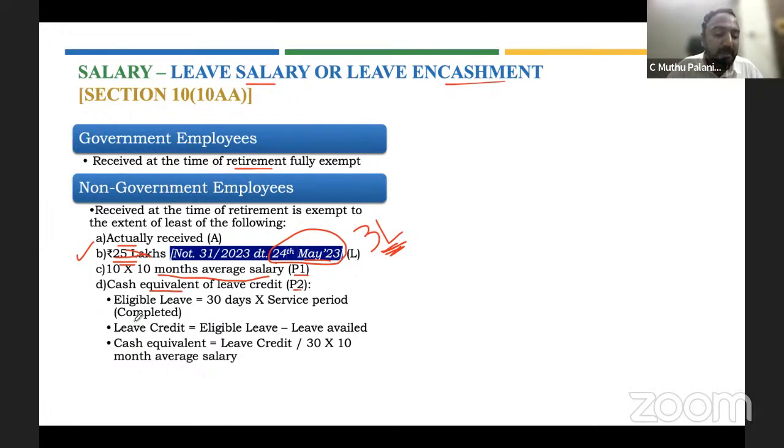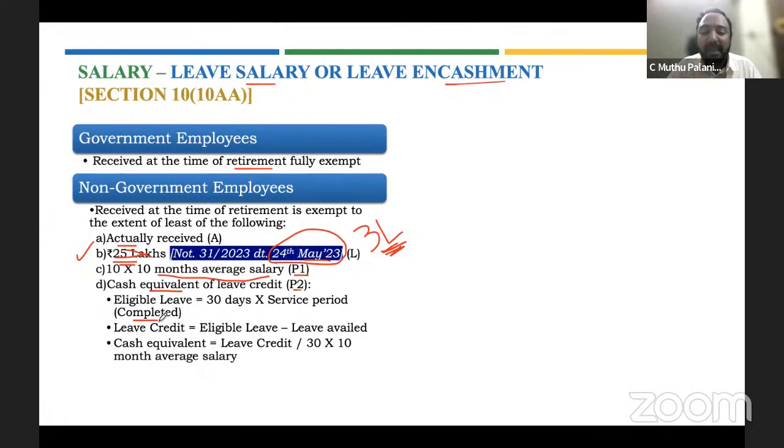So when you say service period, it means completed years. So it's not rounding off. What do you mean by service period? If I've worked for 26 years, 8 months, I only take 26. So 26 into 30, that will be my step 1. Leave credit. Out of this eligible leave, that is 30 into 26, that number of days I can take.